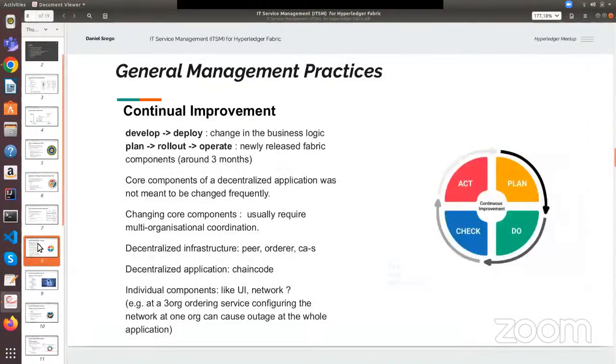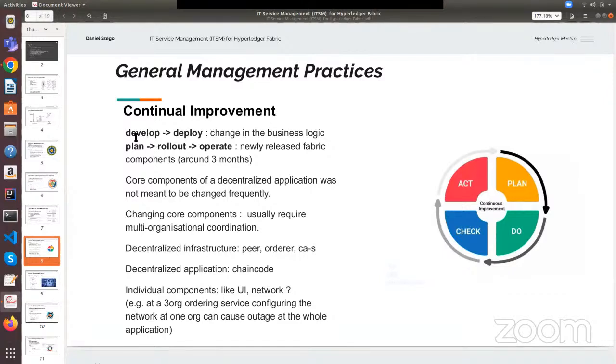So let me consider some management practices. In the next six slides, I'm going to list a couple of management practices and some considerations. From the general management practices, one thing is continual improvement, which sounds great from the theoretical side. It is usually not so easy to realize from the practical point of view. I mean, that's my experience.